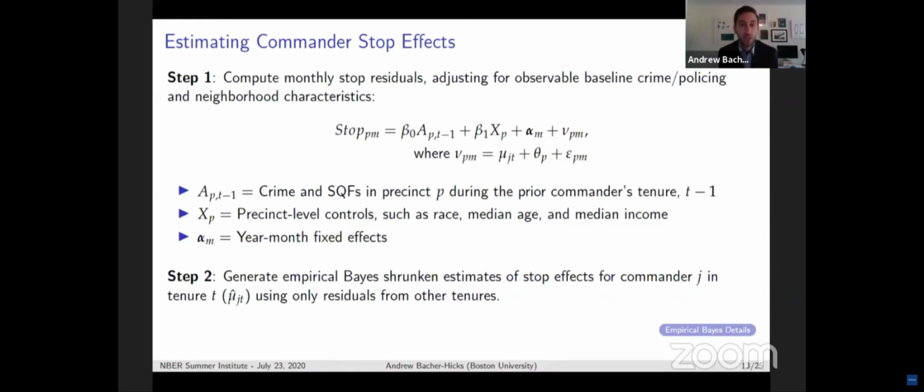Also, I'm going to condition on immutable features of that precinct, such as some average income that comes from census data, and also including year-month fixed effects. Then I'm going to get a residual from that model and in a standard value-added fashion, sort of isolate the portion, in a shrunken empirical Bayes way of estimating, the portion that's attributable to a commander.